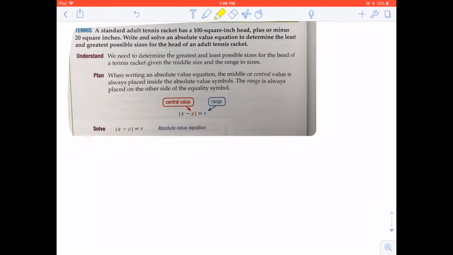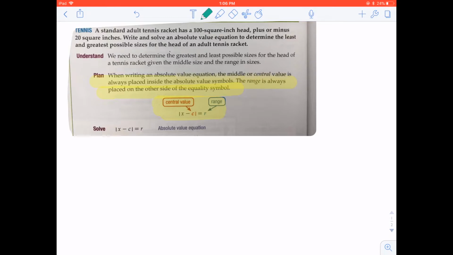The most important thing is that when writing an absolute value equation, the middle or central value is always placed on the outside of the equality symbols, okay? And the range is always placed on the other side. So you can see that right here. This red value is the central value and we subtract that from x, okay? And then that's going to equal our range.